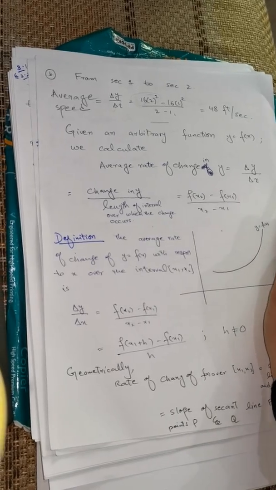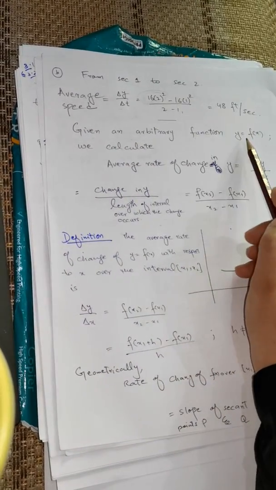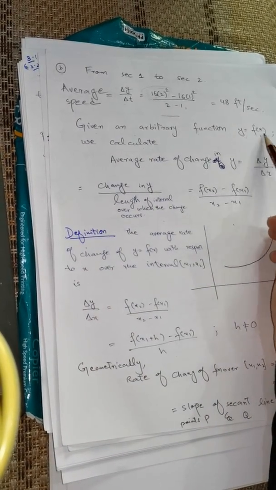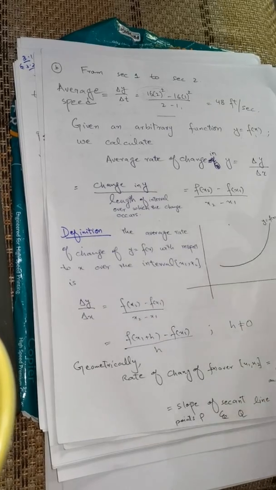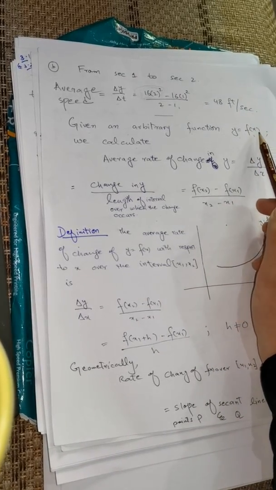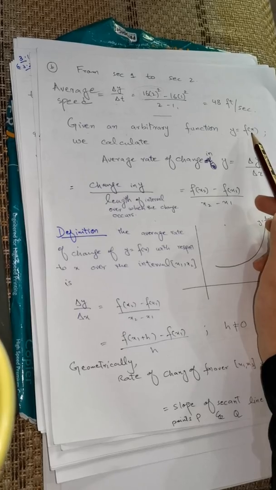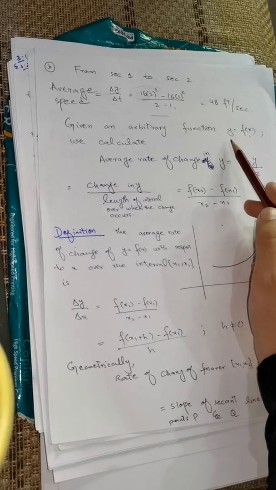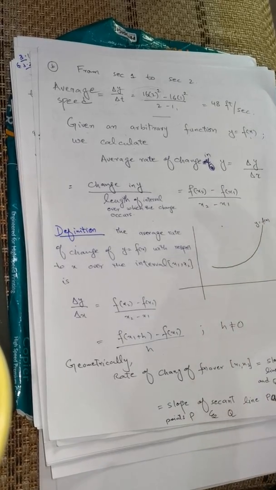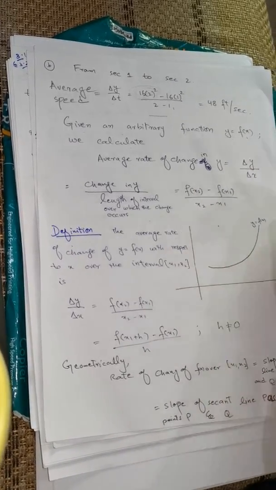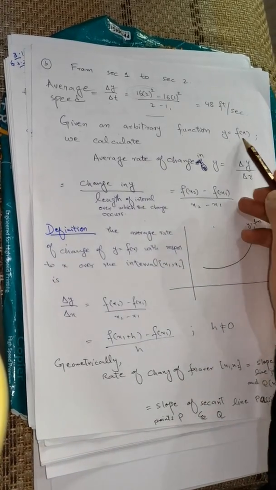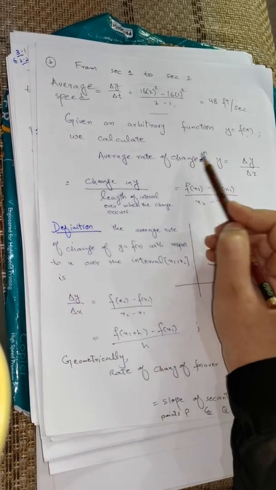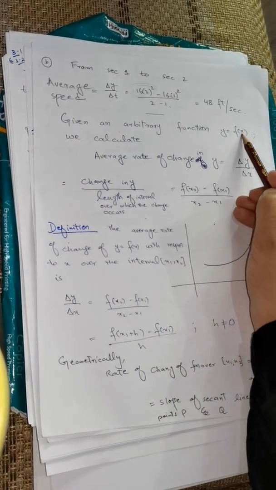So generalize this concept. Given an arbitrary function y is equal to f of x, we calculate for any function y is equal to f of x, as we read many functions in chapter 1. Y is equal to maybe a linear function, y is equal to ax plus b, y is equal to e to the power x, an exponential function, or y is equal to sin x, maybe any trigonometric function. So generalize the concept for any function that you have read in chapter 1. We calculate the average rate of change in y with respect to x.